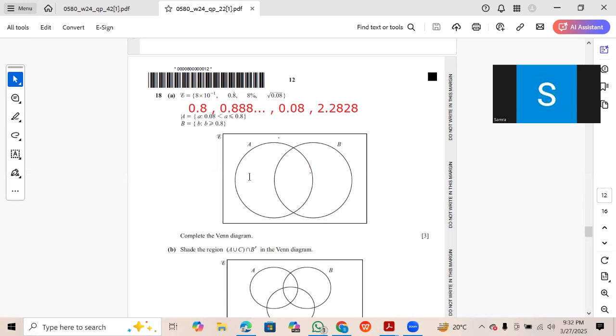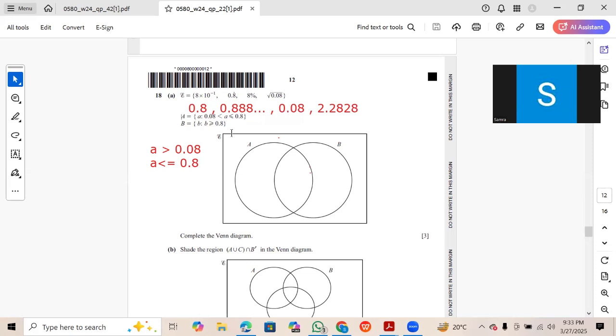Now we will put the values in our set A, in the A portion of the diagram. So 0.08 is less than A, which is less than or equal to 0.8, which means A is greater than 0.08 and also A is less than or equal to 0.8. Now check from above which decimal numbers are included in this set A.